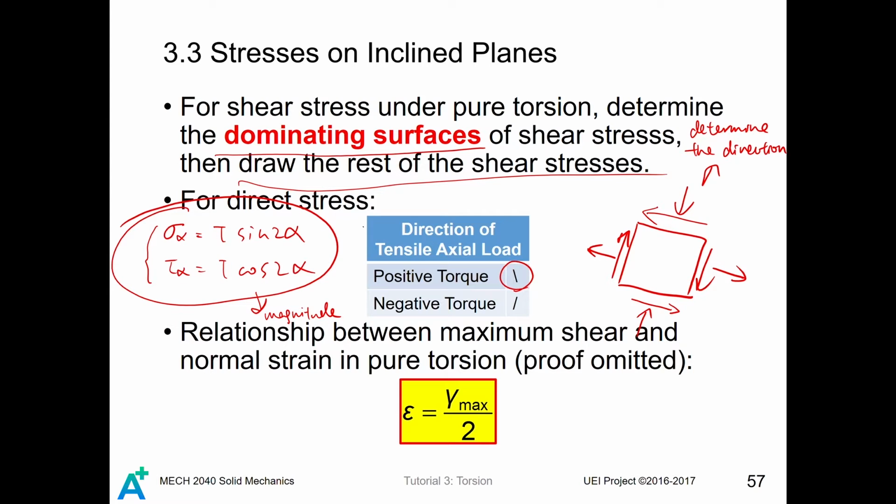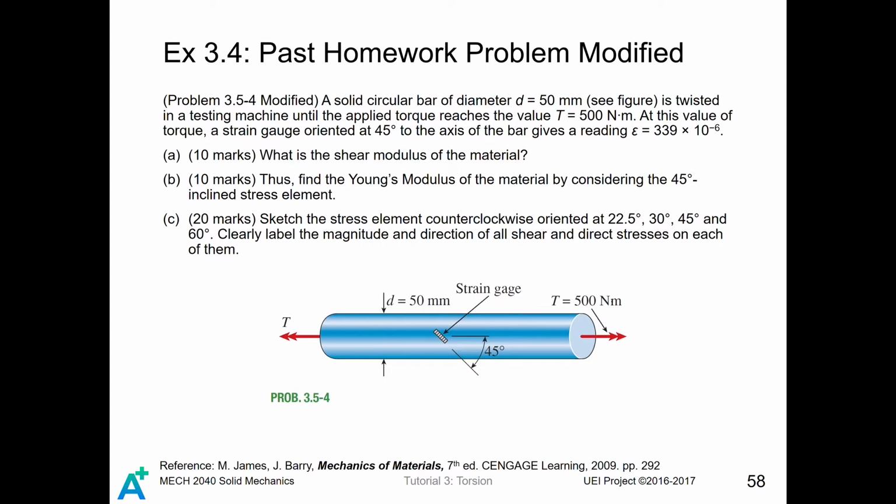Besides, in the textbook, there is also an important conclusion. The relationship between the maximum shear and the normal strain in pure torsion is given by: the maximum axial strain equals 1/2 of the shear strain. Let's quickly go through a past homework problem.